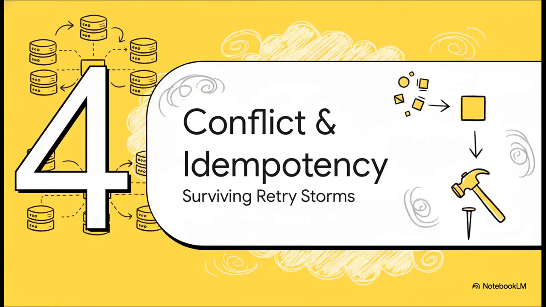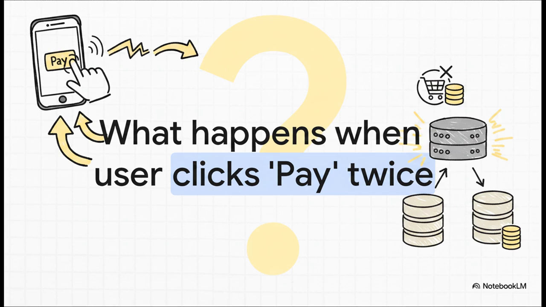Part 4. Conflict Resolution and Idempotency. Surviving the retry storm. I want you to ask yourself a fundamental systems design question right now. A user hits pay on your mobile app. The network hiccups right as the request leaves the device. The server processes the payment, but the success response gets dropped over the cellular network. So the app never sees the response.